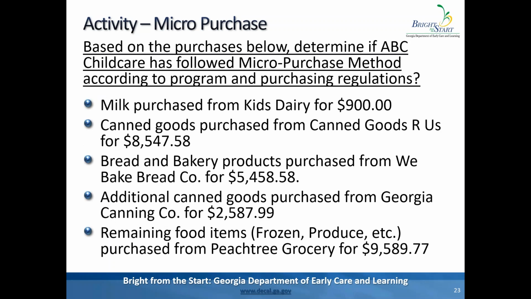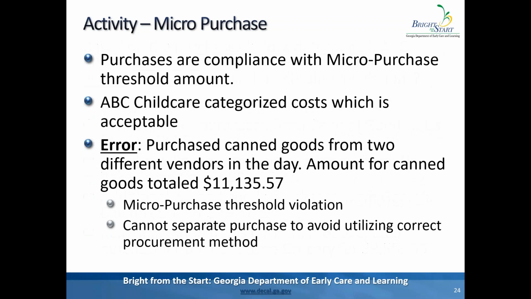If we go back once more, we see that the purchases that were made from Canned Goods R Us totaled $8,547.58, plus the additional canned goods that were purchased from Georgia Canning Company for $2,587.99. If we total those up, we see that they exceeded the micro-purchase threshold by $1,135.57. And this is a prohibited practice because they should have utilized the small purchase procurement method, which would be contacting 2 to 3 vendors and awarding those canned goods to the lowest price vendor.